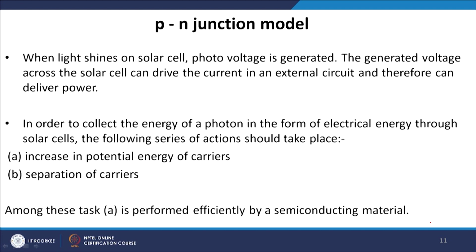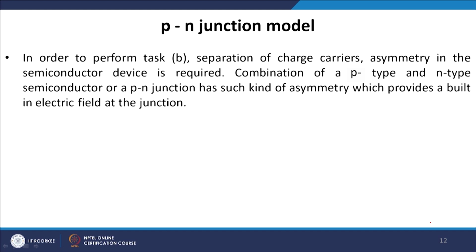First, increase in potential energy of carriers, and second, separation of carriers. Among these tasks, A is preferentially efficient by a semiconducting material. In order to perform the task B, separation of charge carriers, asymmetry in the semiconductor device is required. A combination of a p-type and n-type semiconductor, or a p-n junction, has such asymmetry, which provides a built-in electric field at the junction.